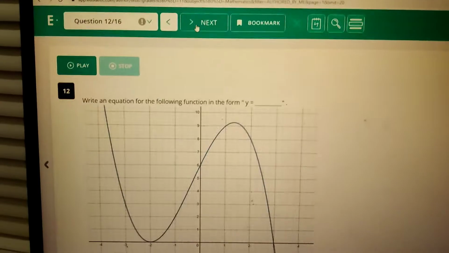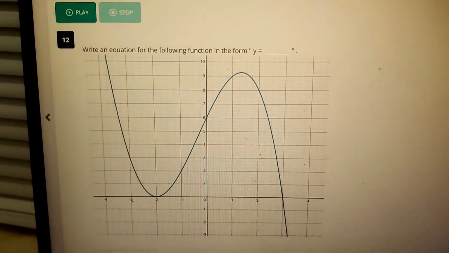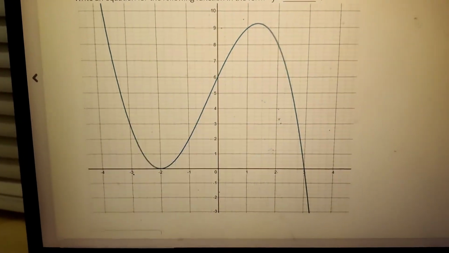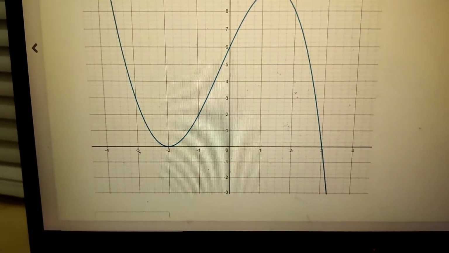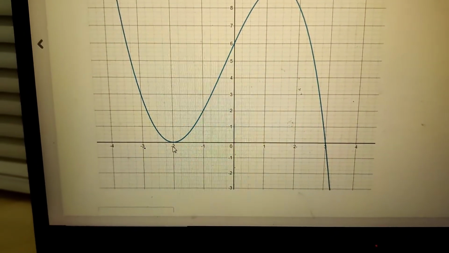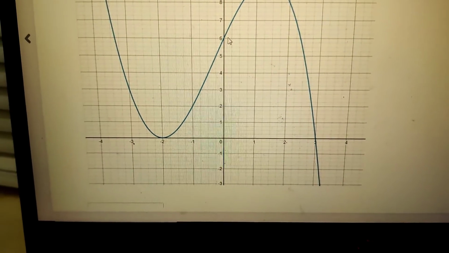All right, next question, guys. Write an equation for the following function in the form y equals. All right, so there's an important one that we did a bunch. So we have one solution right here that bounces, and we have one solution right here that crosses, and we have our y-intercept right here.